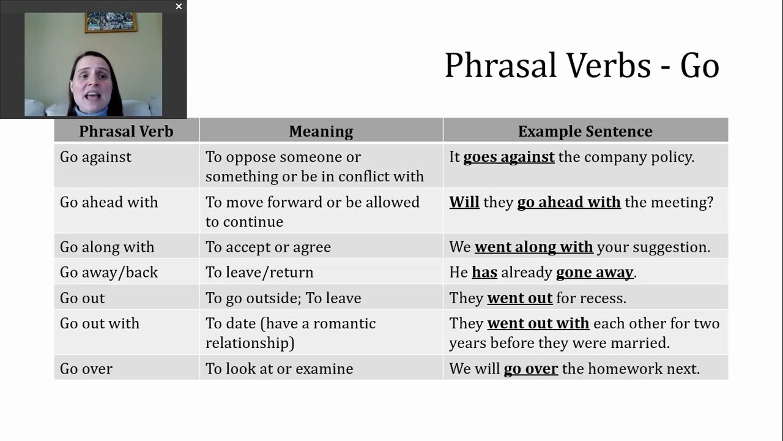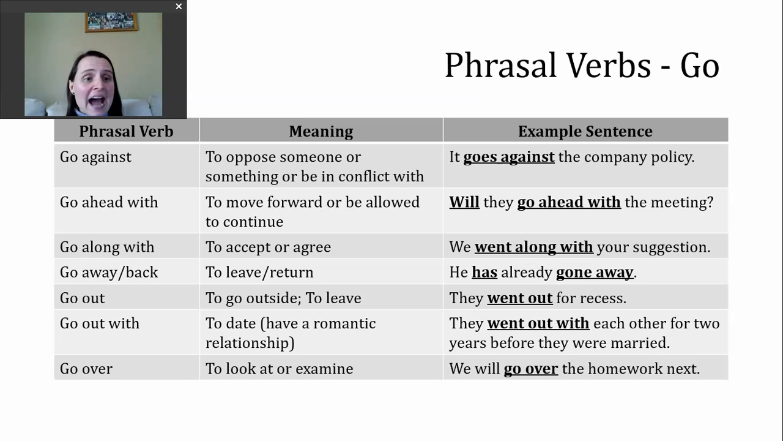And again, I want to note that there is a very long list of phrasal verbs using go. I've tried to pick out some of the more common ones that maybe you have already heard or that you are more likely to hear. So the first phrasal verb I have is go against. It means to oppose someone or something or be in conflict with. So as you can see in my example sentence, it goes against the company policy. So some sort of action is not appropriate. It's not the right action because it is in conflict with the company policy.